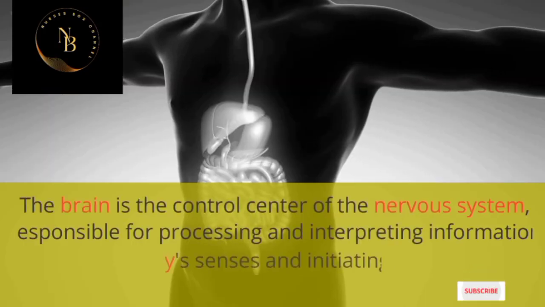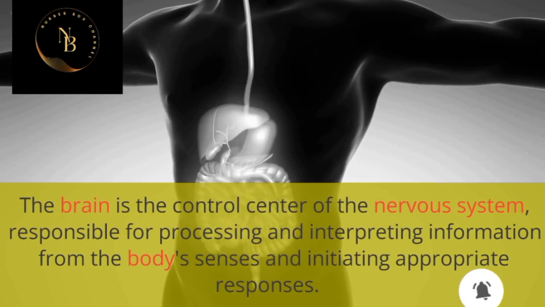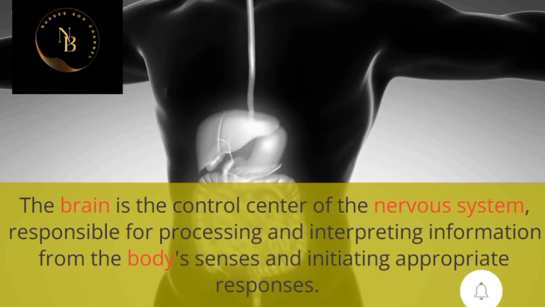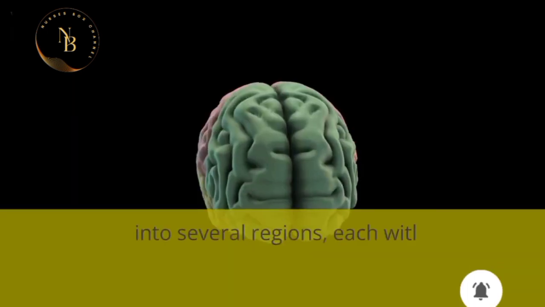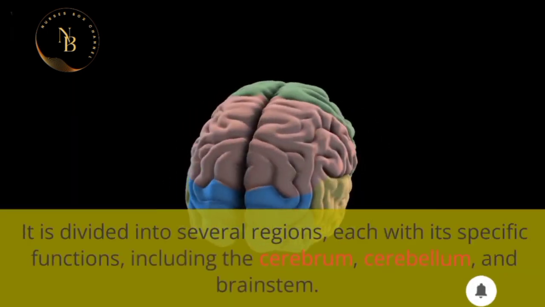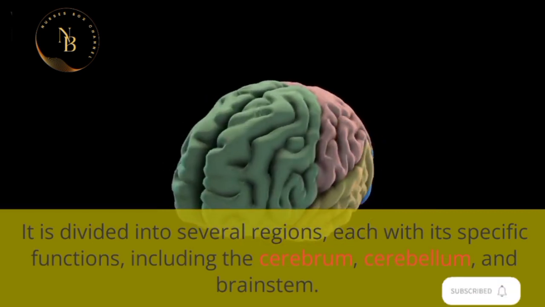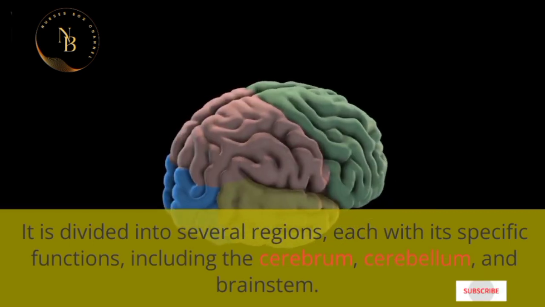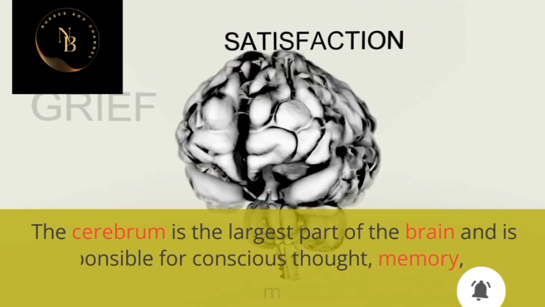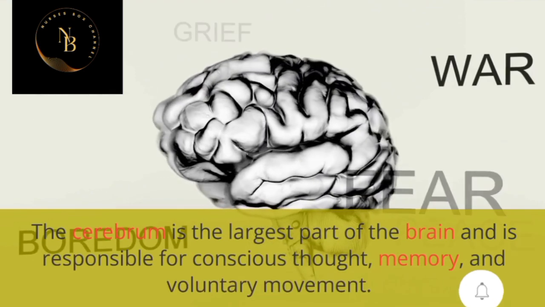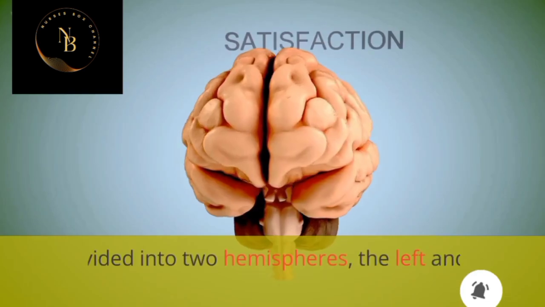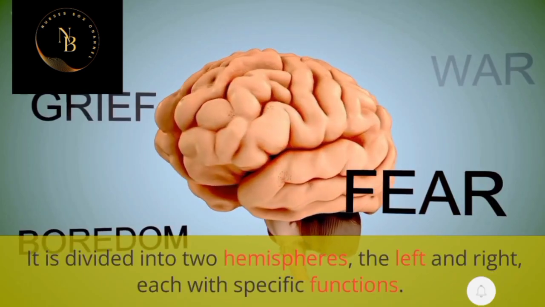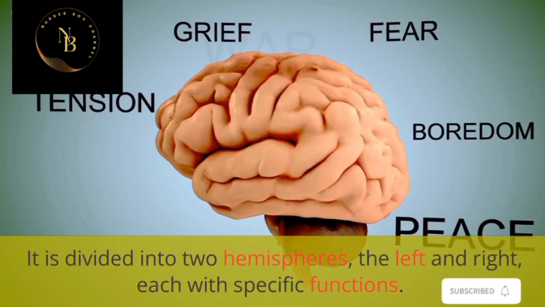The brain is the control center of the nervous system, responsible for processing and interpreting information from the body's senses and initiating appropriate responses. It is divided into several regions, each with its specific functions, including the cerebrum, cerebellum, and brainstem. The cerebrum is the largest part of the brain and is responsible for conscious thought, memory, and voluntary movement. It is divided into two hemispheres, the left and right, each with specific functions.